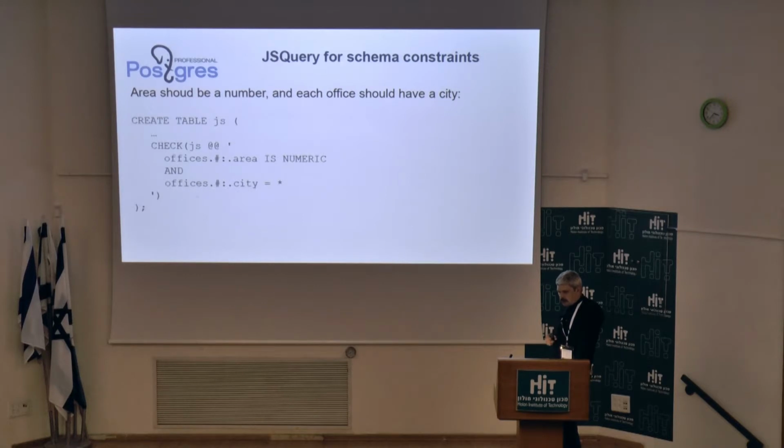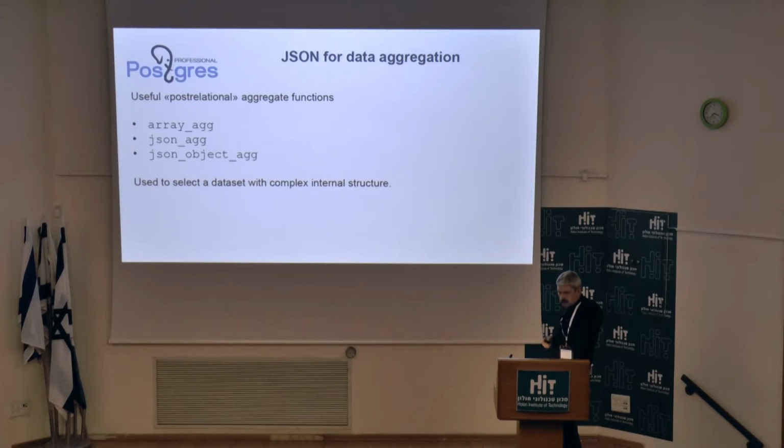Also, JSQuery can be used to constrain the JSON schema. For example, this is an example of how you restrict the office's structure. Area should be a number, and it should contain a city. So JSQuery can make your JSON more strict.